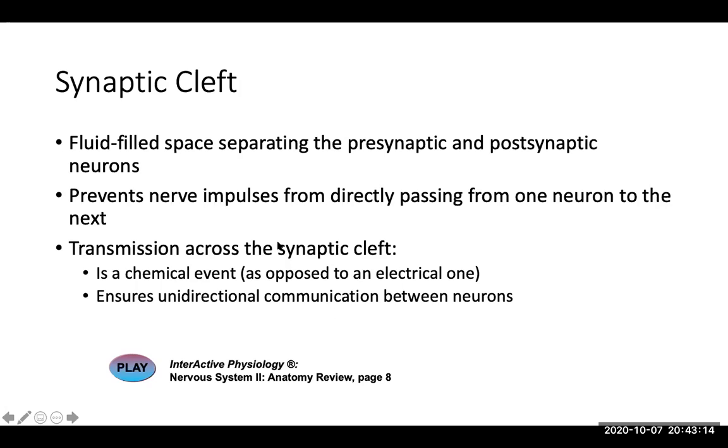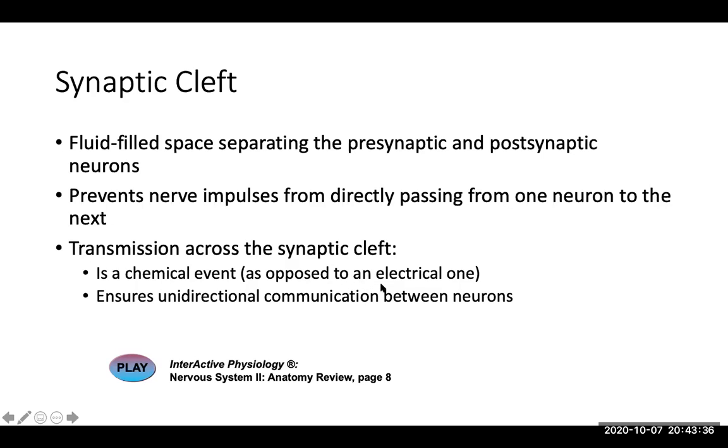It will prevent nerve impulses from directly passing from one neuron to the next. The transmission across the synaptic cleft is always a chemical event as opposed to an electrical one. So nerve impulses pass through individual neurons electrically. So there's a change in voltage in each neuron axon.